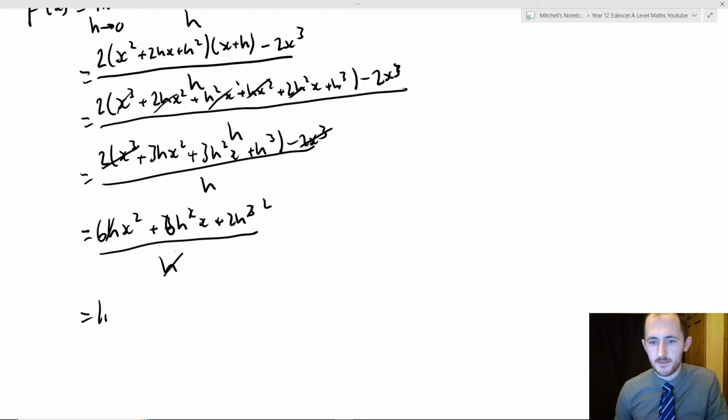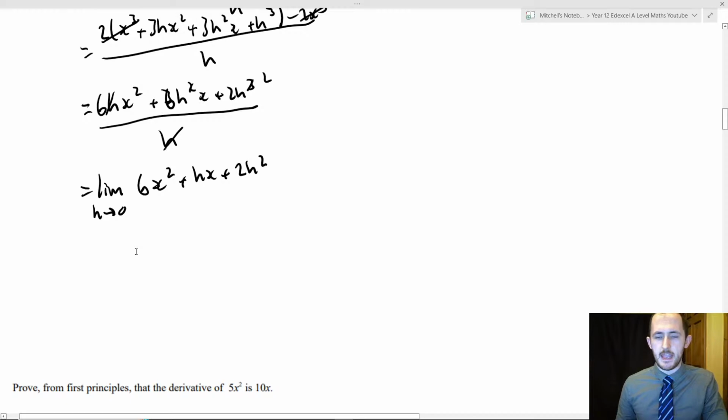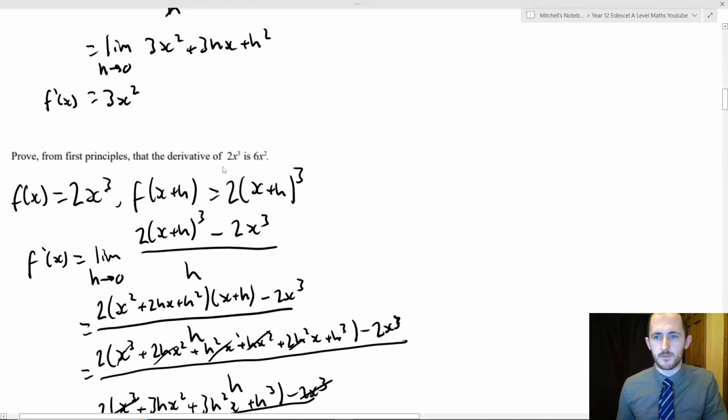And we're left with the limit. Again, I am being a bit lazy and not writing limit every single time. Plus hx plus 2h squared. And once again, if we have a look, if I make this h approach 0, then these two terms are going to disappear, which leaves me with 6x squared, which again is what the answer is.